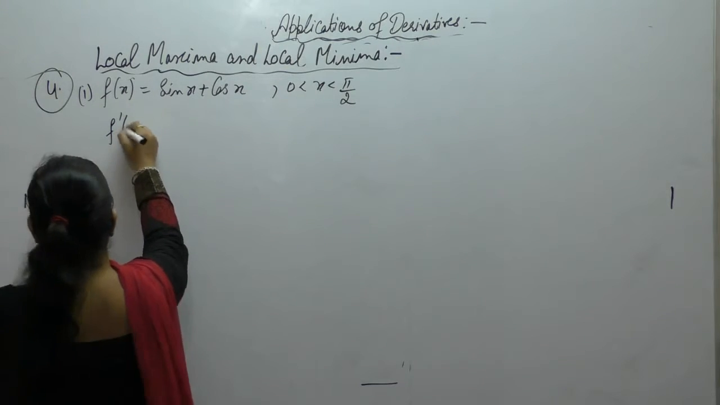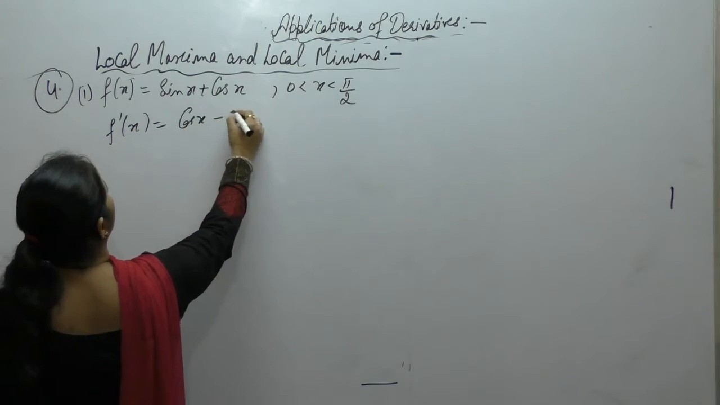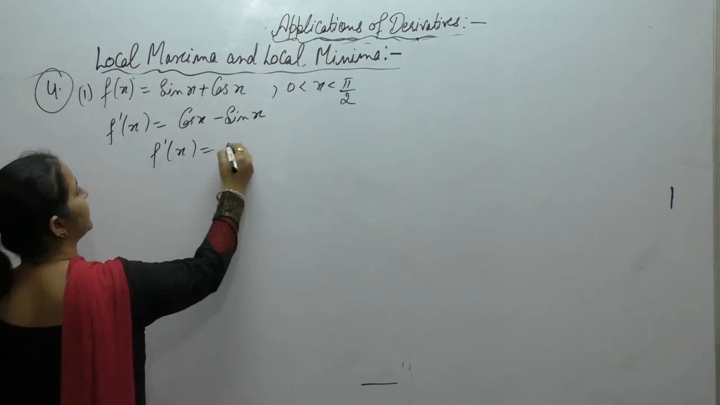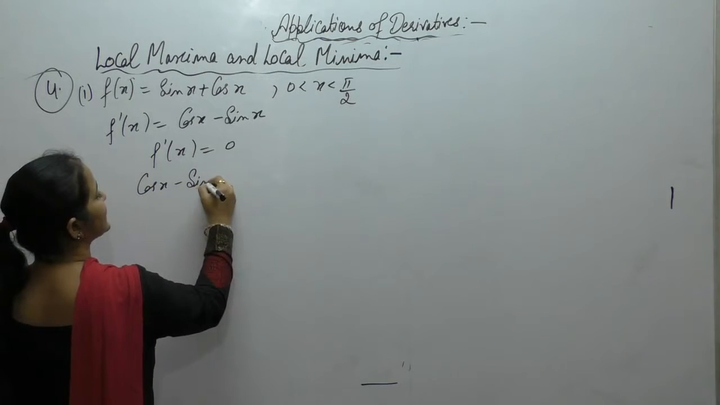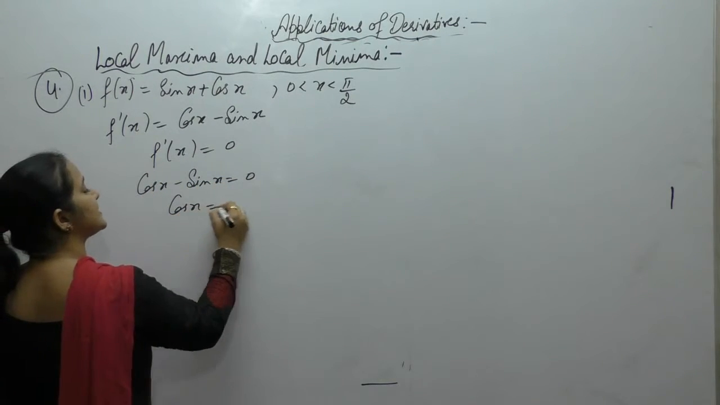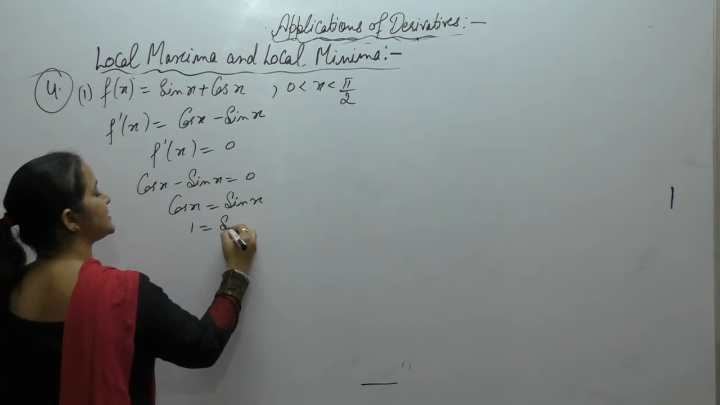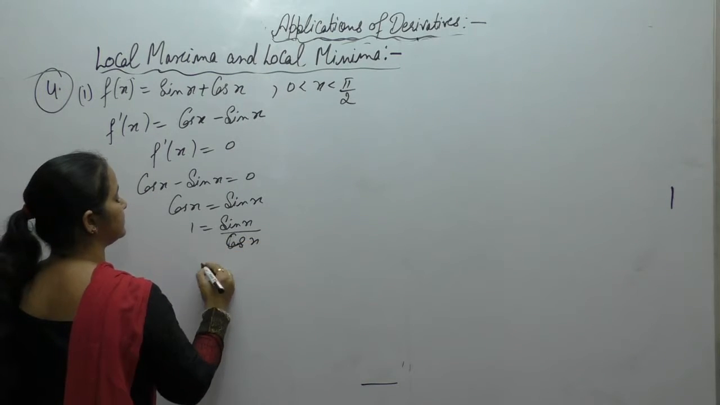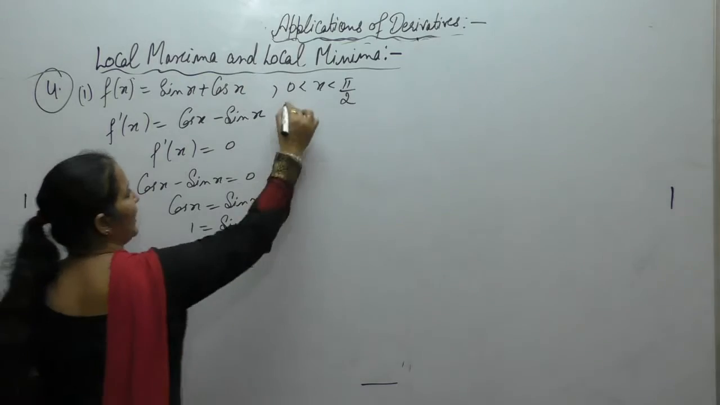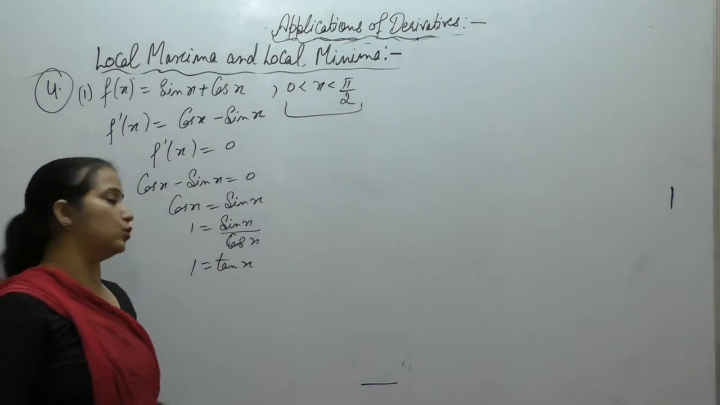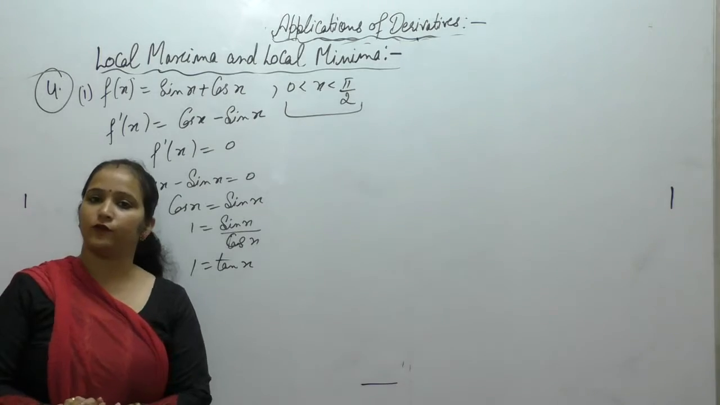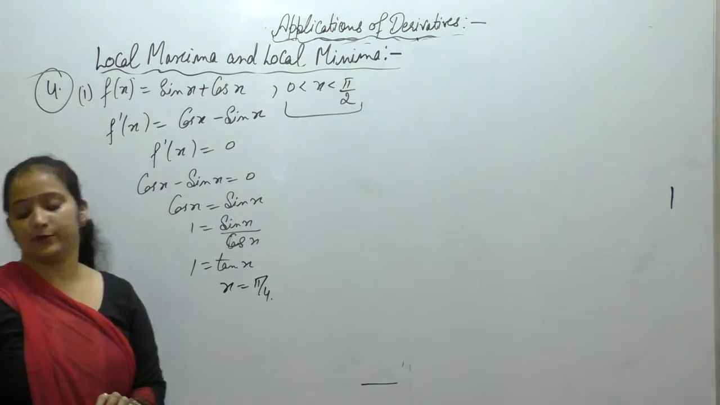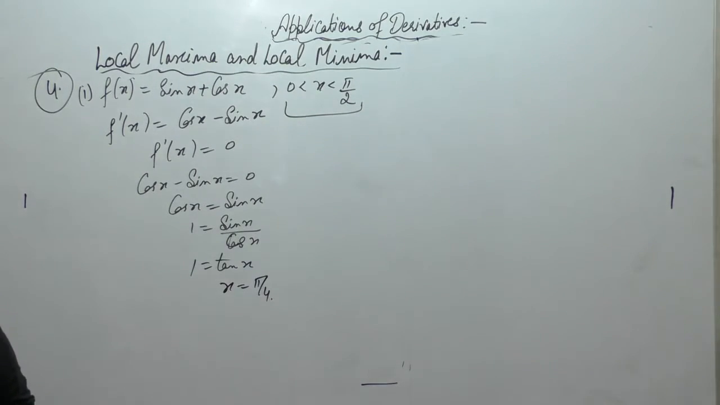First find the first derivative. Derivative of sin x is cos x, derivative of cos x is minus sin x. Now put the first derivative equal to 0. Cos x minus sin x equals 0, so cos x is equal to sin x. 1 is equal to sin x upon cos x, that is tan x. Tan x is 1, and x lies between 0 and π/2. Tan has value 1 for π/4. So we get x as π/4, and π/4 lies between 0 and π/2.